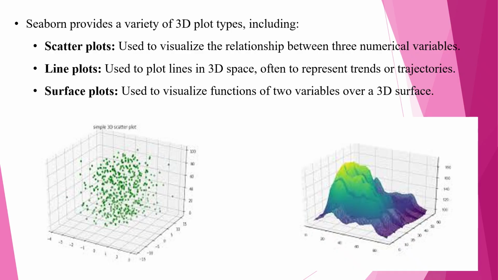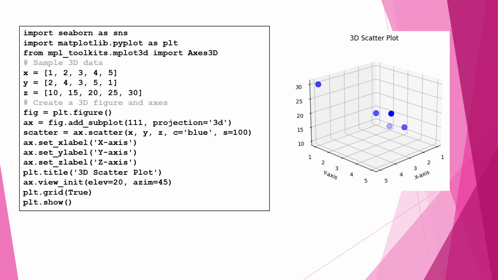A 3D scatter plot is used to show the relationship between 3 numerical variables, where each point is placed in a 3-dimensional space. Line plots in 3D are useful for showing trends or movement over time, especially when tracking changes across 3 variables. Surface plots are used to represent functions of 2 variables as a continuous surface in 3D, making it easier to observe patterns like peaks and valleys. These types of plots help in exploring complex data more effectively than standard 2D visualizations.